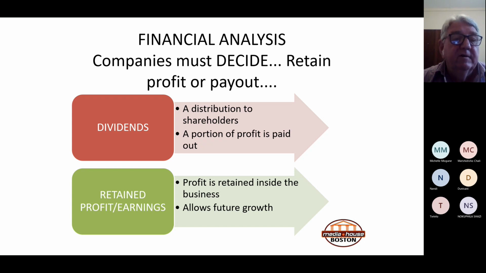When you look at financial analysis, when companies make a profit, they have to decide whether they're going to distribute the profit to shareholders in dividends, or they're going to keep a certain portion in the company as retained earnings, which you will need for future growth.